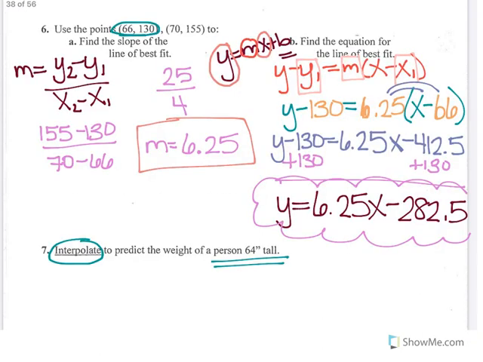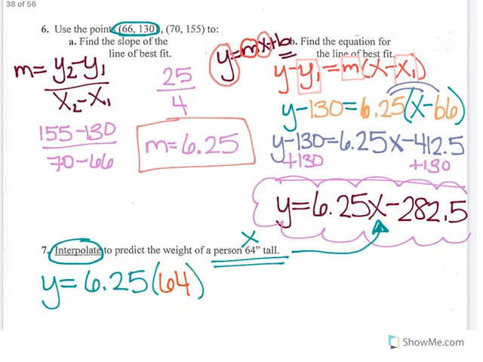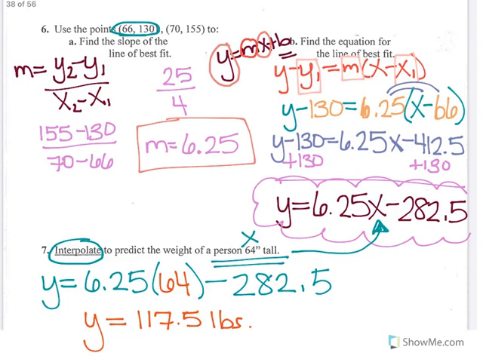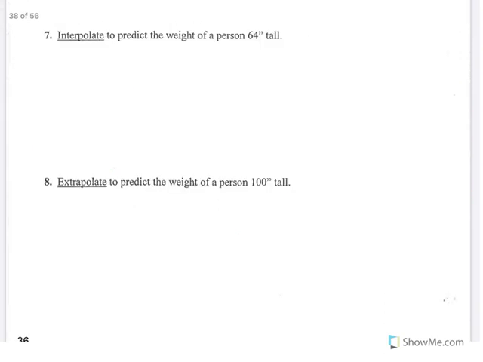So now let's see what we'll get when we actually use the formula. So what we're going to do is we know that height is x, so we are going to replace in the formula with 64 in for x to figure out the y value, which is the weight. So we're going to have y equals 6.25 times 64 minus 282.5. And when I type that into a calculator, I'm going to end up with a y value of 117.5 pounds, which is not too far off from what we guessed by looking at our graph, which means that we are correct.